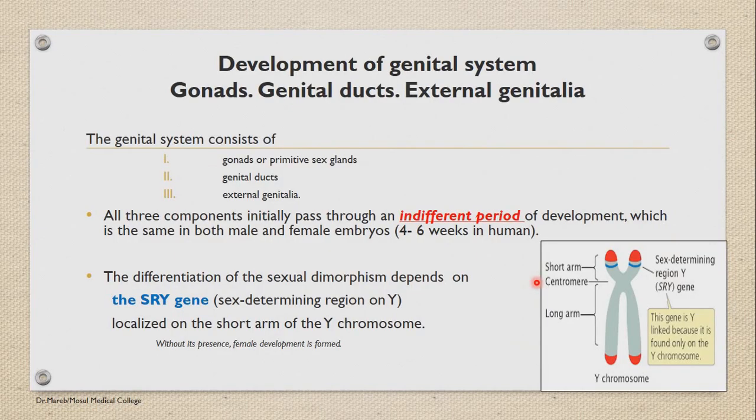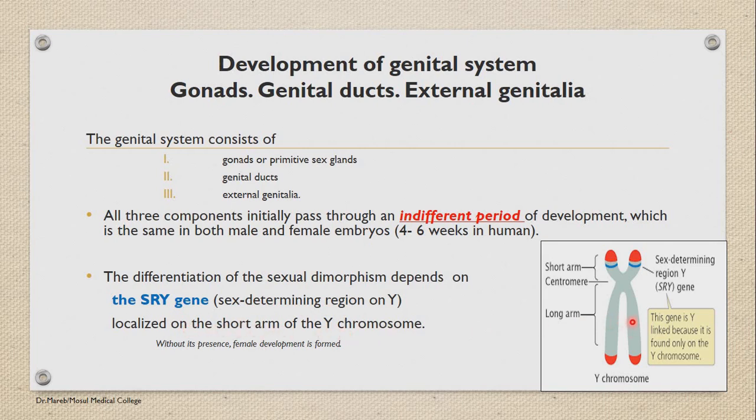Development of genital system. The genital system consists of gonads or primitive sex cord. Number 2. Genital ducts. Number 3. External genitalia. All the three components, the gonads, the genital duct, and external genitalia of the genital system initially pass through an indifferent period of development, which is the same in both male and female embryos. The differentiation of the sexual dimorphism depends on the SRY gene. It is a sex-determining region on the Y, localized on the short arm of the Y chromosomes.